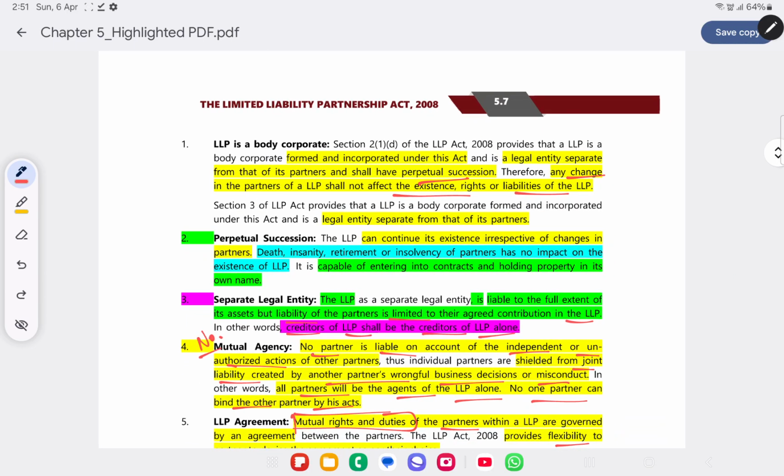Perpetual succession means continual succession. So LLP will continue irrespective of change in the partners of LLP. Partners may die or may become insane or retire or become insolvent. Still, it has no impact on the existence of LLP. So it is capable of entering into contracts and holding property in its own name.